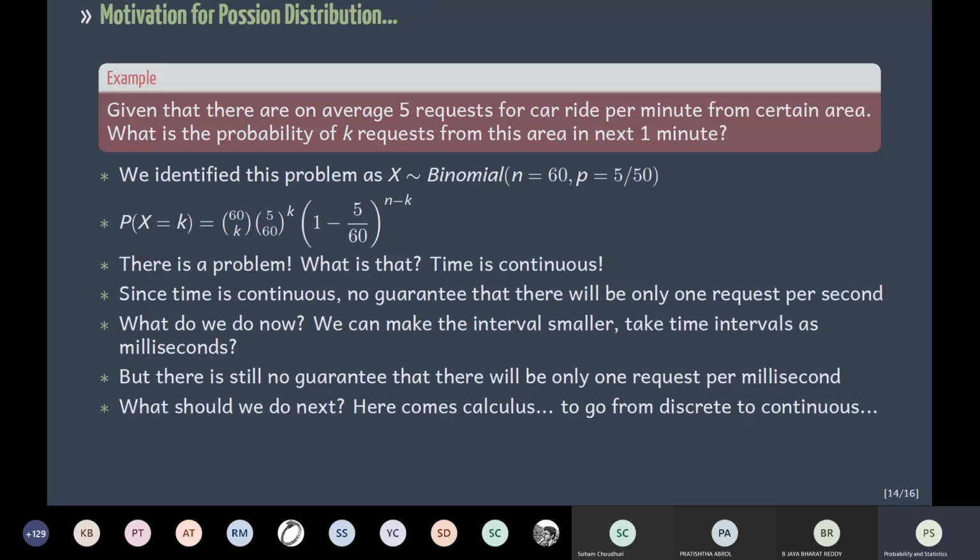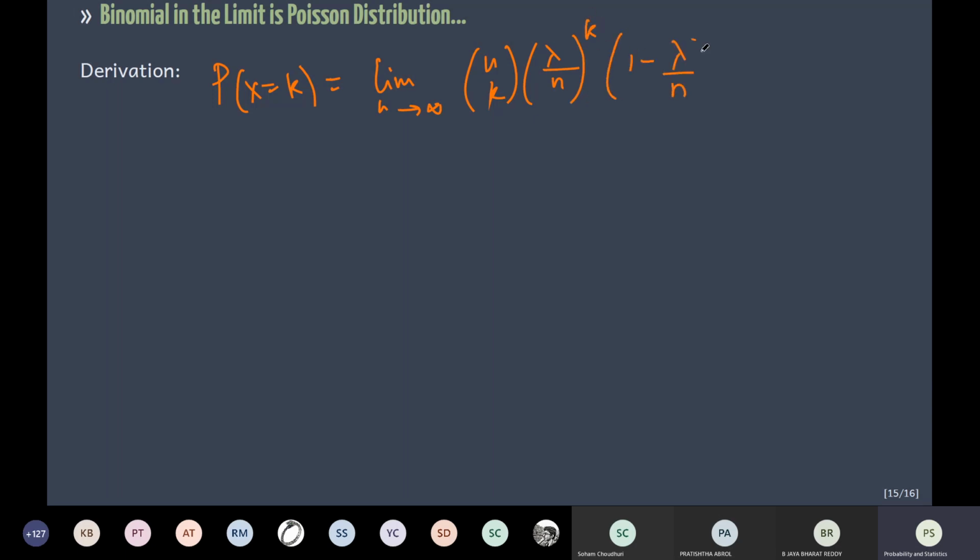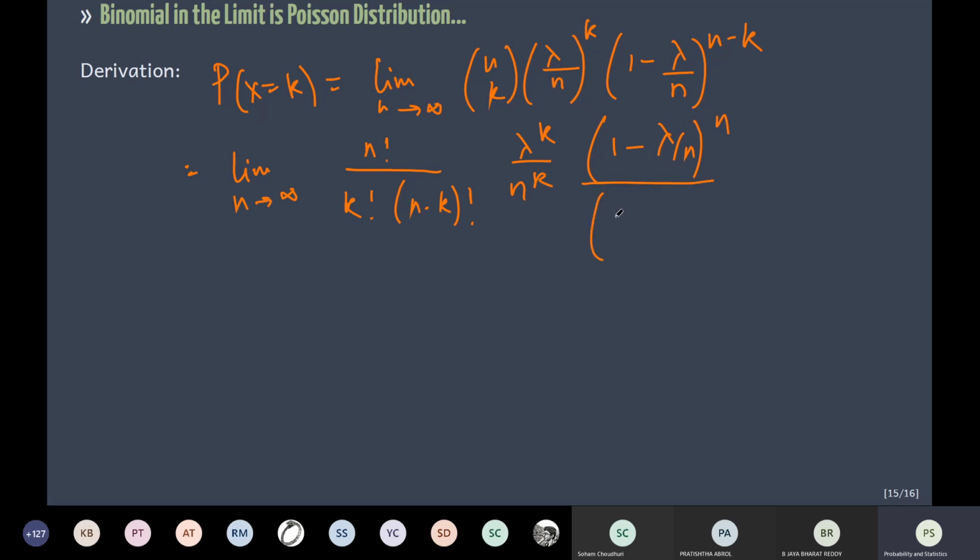So let me write down this formula. This is n choose k, lambda by n to the k, 1 minus lambda by n to the n minus k. So the probability that X equals k is, I want to do the limiting process, let n tend to infinity, n choose k, lambda by n to the k, and then 1 minus lambda by n to the n minus k. If we expand this, this is the limit n tends to infinity of n factorial by k factorial (n minus k) factorial, lambda to the k by n to the k, 1 minus lambda by n to the n, divided by 1 minus lambda by n to the k.